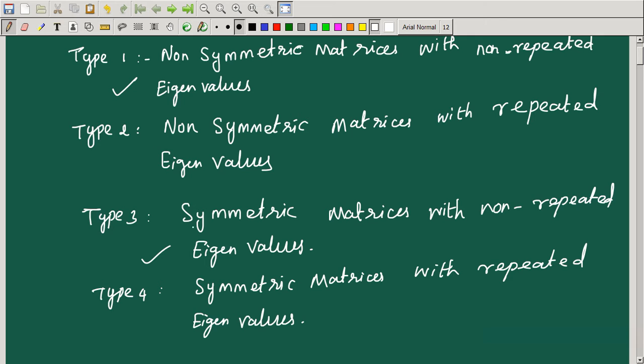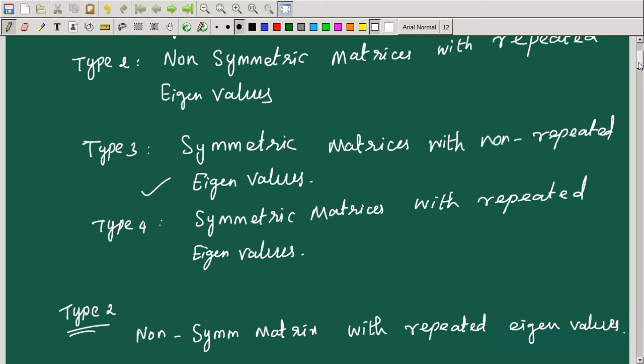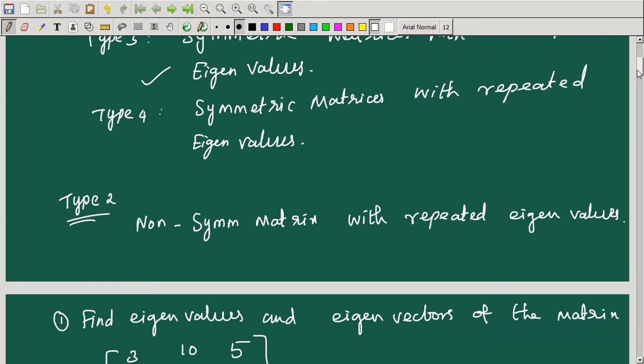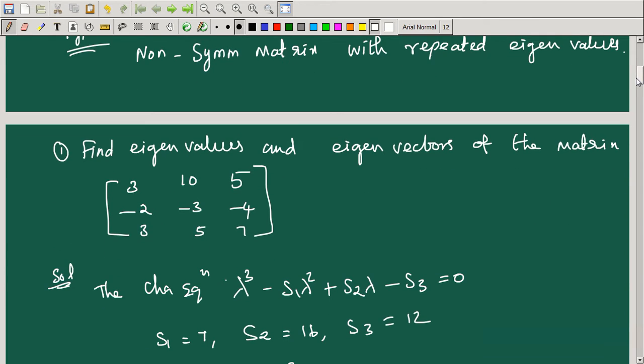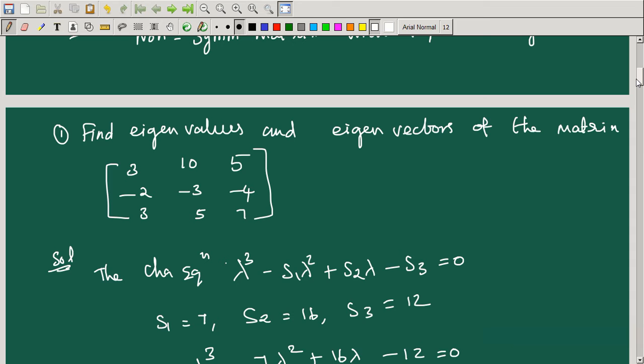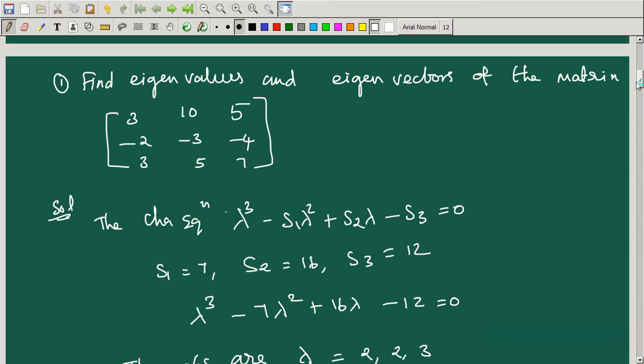So next we are going to see type 2. Type 2 is non-symmetric matrix with repeated eigenvalue. I have given one problem: find the eigenvalue and eigenvector of the matrix, and I have given this matrix clearly. You all know how to find the eigenvalues. First you have to write the characteristic equation. We know how to find S1, S2, S3 because the detailed video on non-symmetric matrix, non-repeated eigenvalue is already posted. Please check it once, then only this video will be useful for you.